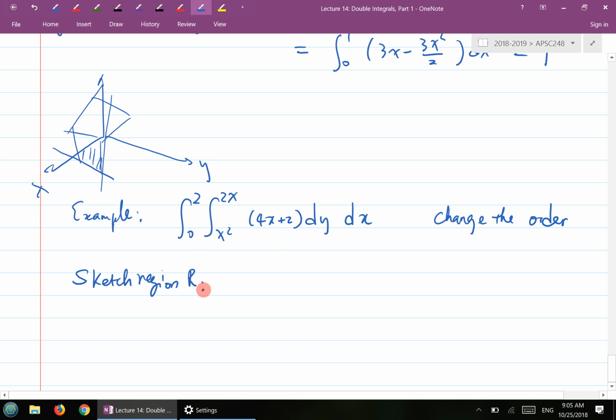So what does that mean? Let's take a look at this. For the reverse engineering, you basically have to consider how these limits are generated when you're going over this order dx dy.